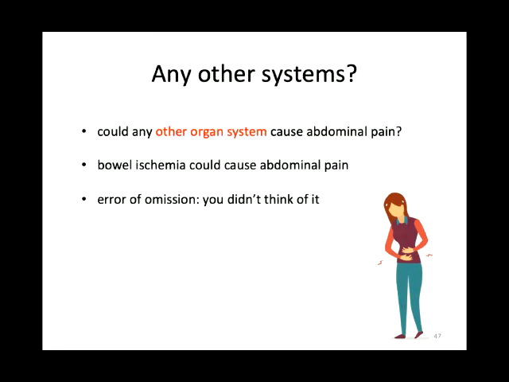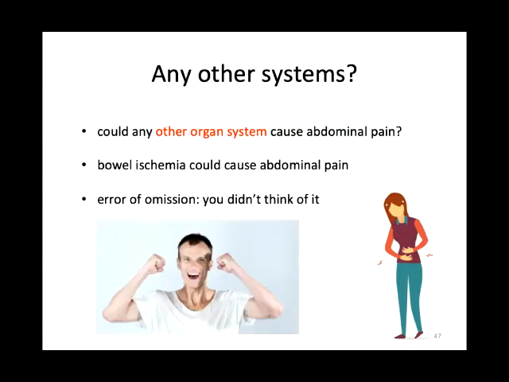And the reason to do a review of systems is, what if your initial thought process did not capture a disease from an alternate system that you didn't think about? So even though it's not probable, what if abdominal ischemia or bowel ischemia was the cause, and you didn't ask any cardiovascular related questions? You could completely miss the diagnosis because of an error of omission.